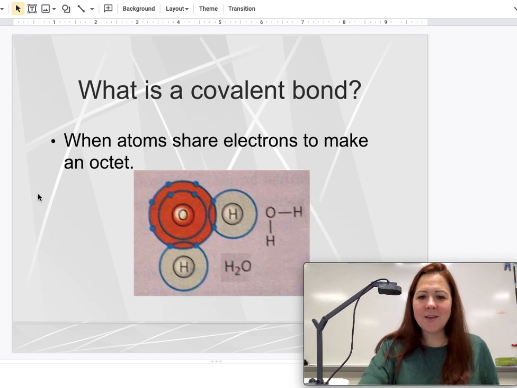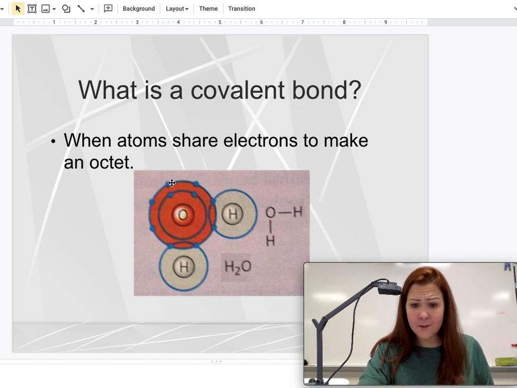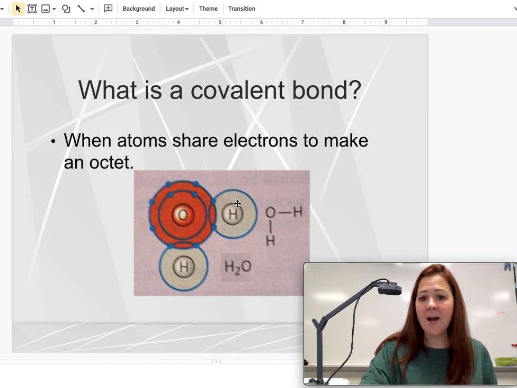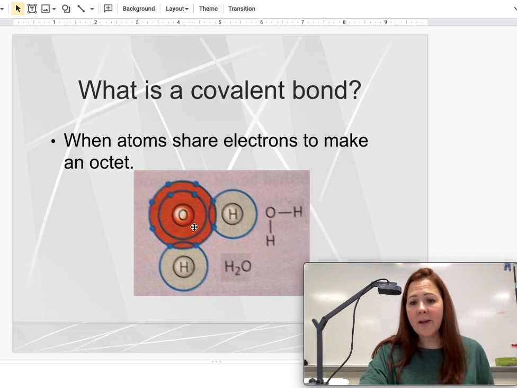So when you share the electrons, like for example here we have oxygen, and it's forming a bond with hydrogen. But when it forms that bond with oxygen and hydrogen, oxygen has 6 valence electrons all by itself. Hydrogen has 1 valence electron. Hydrogen needs 2 electrons in order to make a full octet. Oxygen needs 8. So what happens is oxygen bumps into this hydrogen.